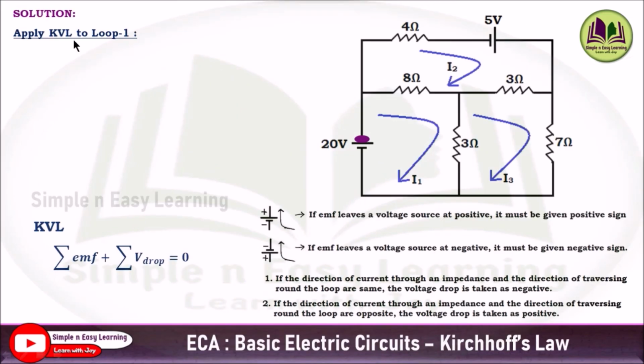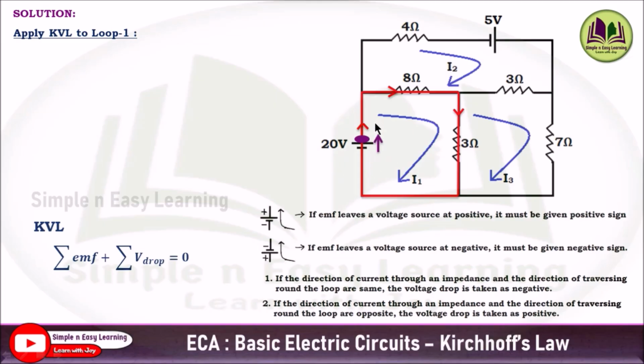Solution: apply KVL to loop 1. So loop 1 is where the current I1 flows. In this loop we are going to apply KVL. First, KVL is summation of EMF plus summation of voltage drop is equal to 0. The summation of EMF: the voltage source available here is 20 volt. Whether we need to put plus 20 or minus 20 is decided by the direction.